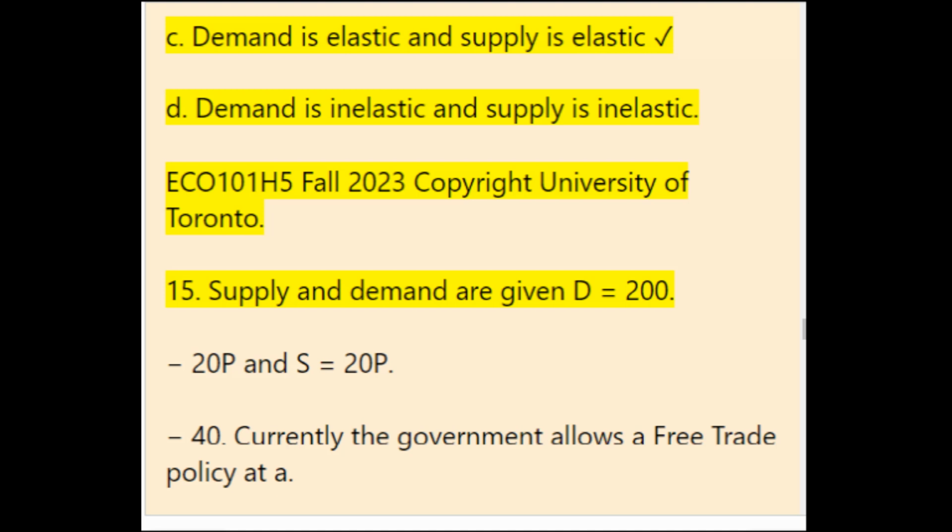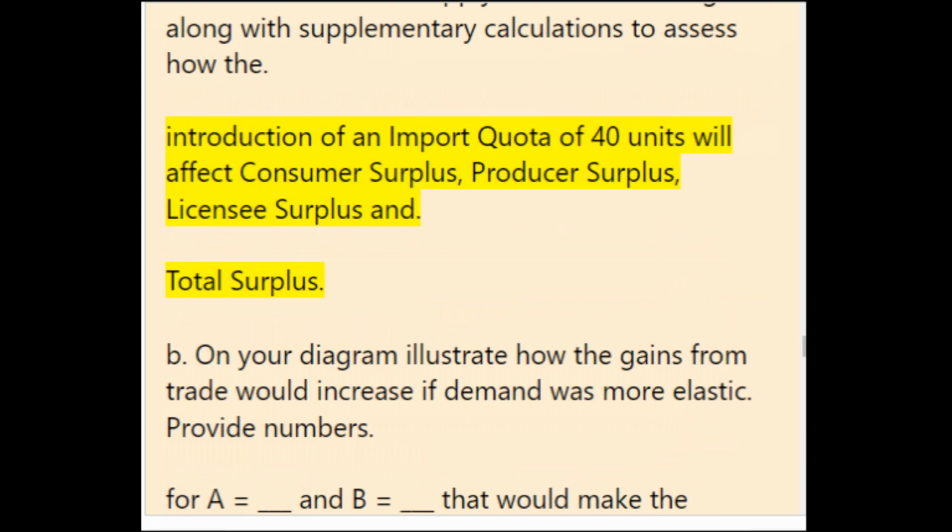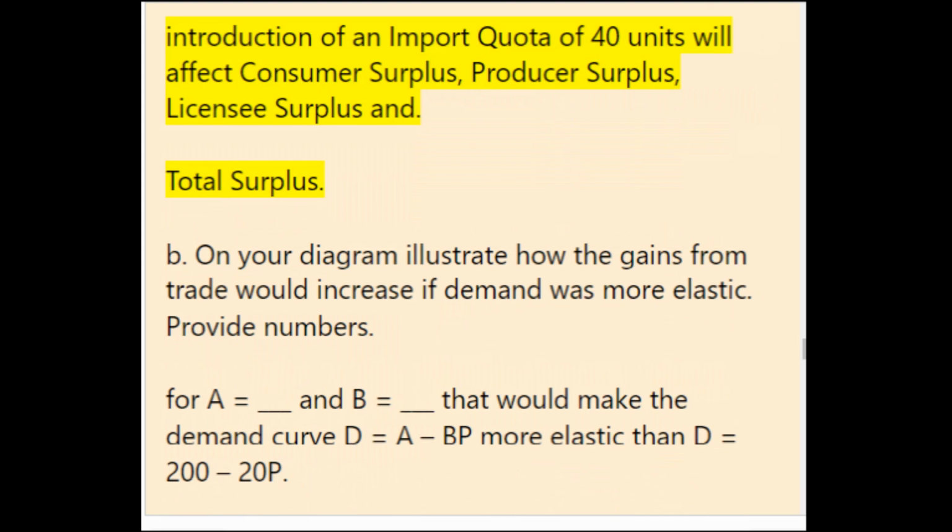15. Supply and demand are given by D equals 200 minus 20p and S equals 20p. Currently the government allows a free trade policy at a world price of $3. A. Provide a labeled supply and demand diagram along with supplementary calculations to assess how the introduction of an import quota of 40 units will affect consumer surplus, producer surplus, licensee surplus and total surplus.